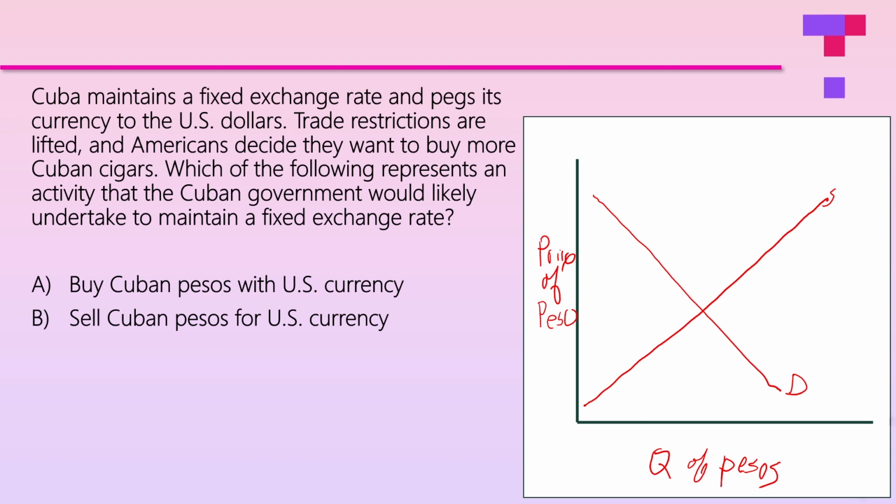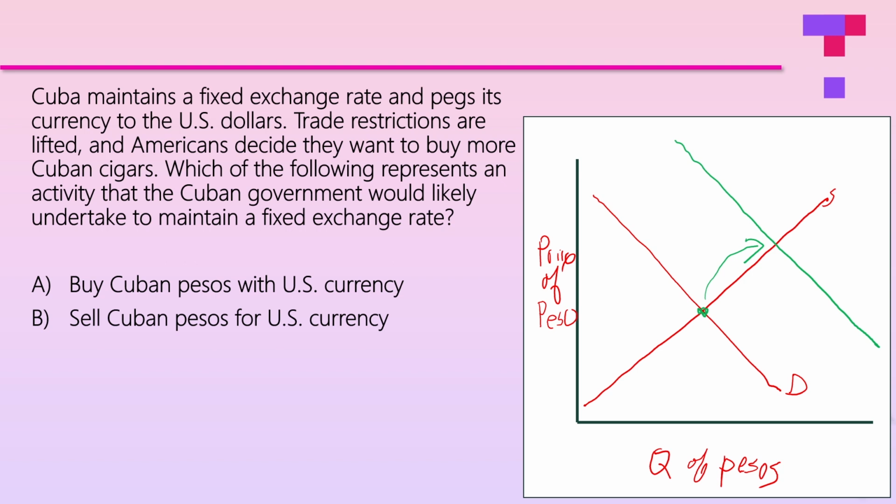Trade restrictions are lifted. Americans decide they want to buy more Cuban cigars. So that is going to be an increase in the demand for pesos, right? Because if I want to buy a Cuban cigar, that is going to require me to acquire Cuban pesos, because when I buy the cigars, the people who are selling the cigars want to be paid in pesos. So we start here and go up to here.